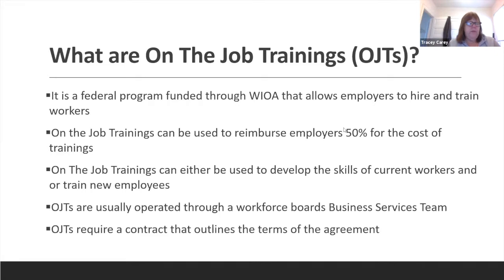For the folks who are presenting today, what would you say is one of the things that you would want our participants to take away after our conversation today about on the job training as a tool or resource? And Shelley, I'll start with you and work my way backwards.